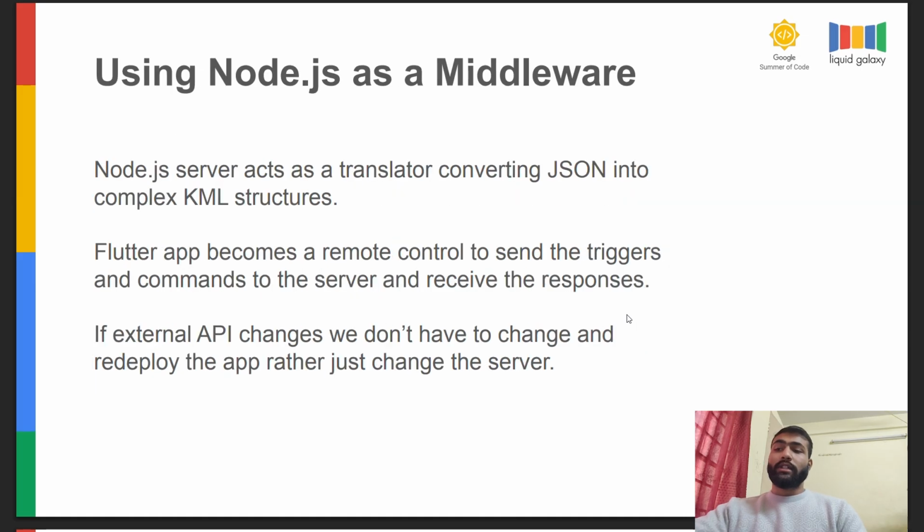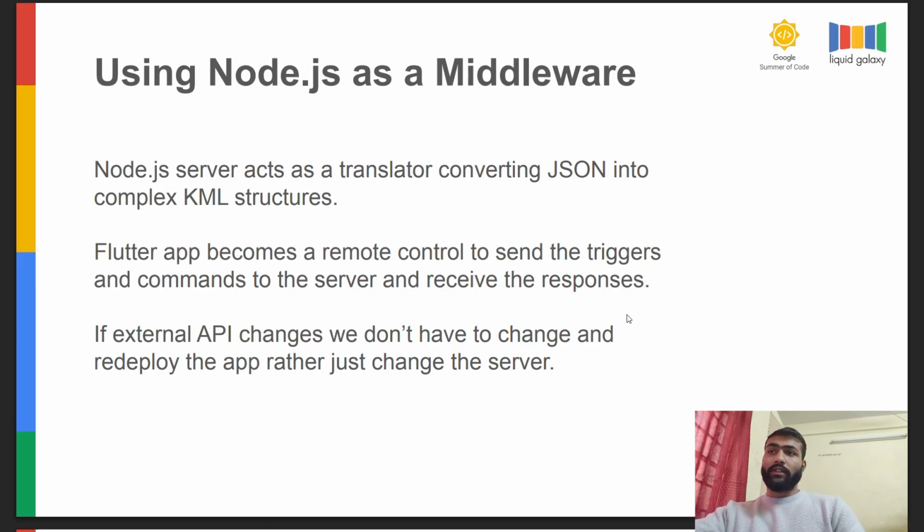The Node.js server we have created acts as a translator to convert JSON files into KML files, which get displayed on the rig using server commands. Then if the external API changes, we don't have to redeploy or reinstall the app. We just have to change the external API and the whole work is done. We don't have to touch anything else in this. So it is also scalable and more efficient.